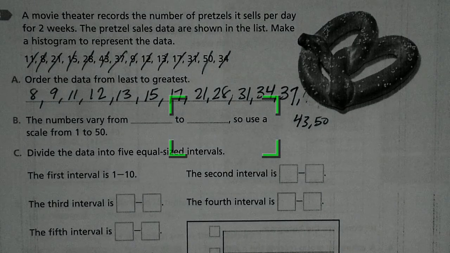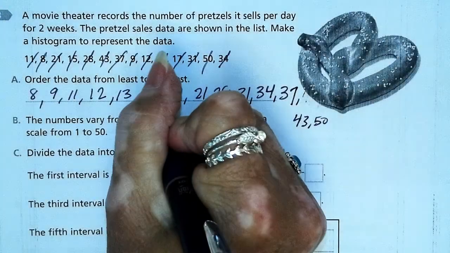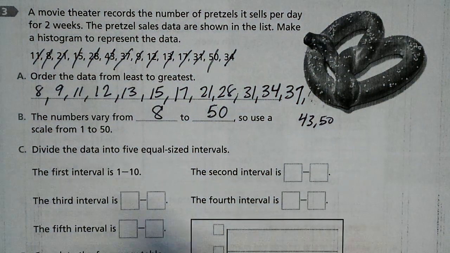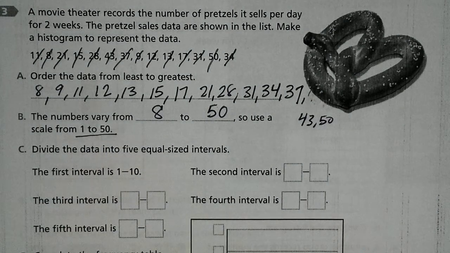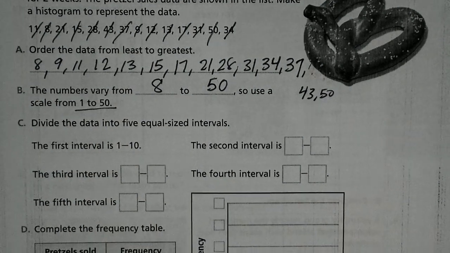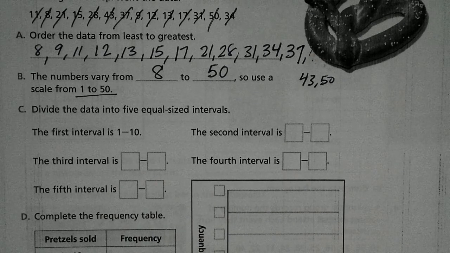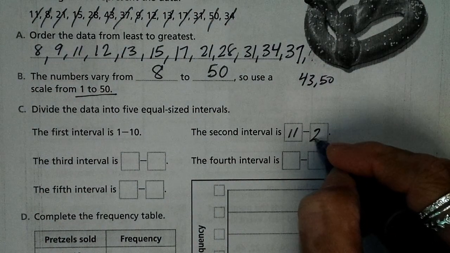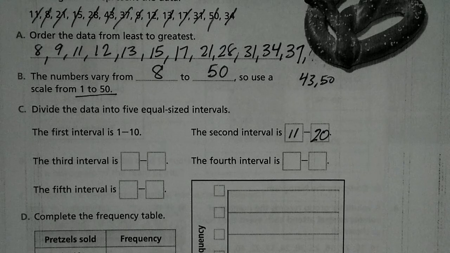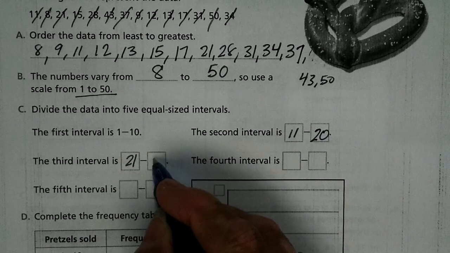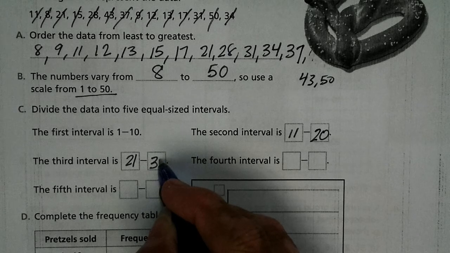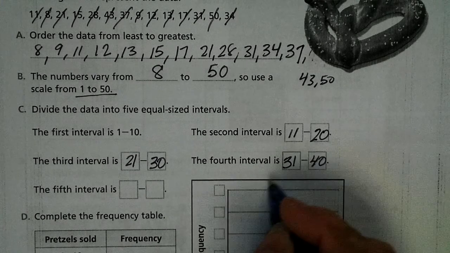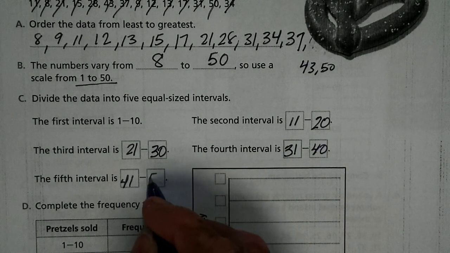All right. So what do our numbers range from? From 8 to 50. Yeah. So it tells us we're going to use numbers 1 to 50. All right. So our intervals, we're only going to have 5, right? So 1 to 10, 11 to 20. Yep. And then 21 to 30, yep. 31 to 40. Yep. 41 to 50. You got it. All right.